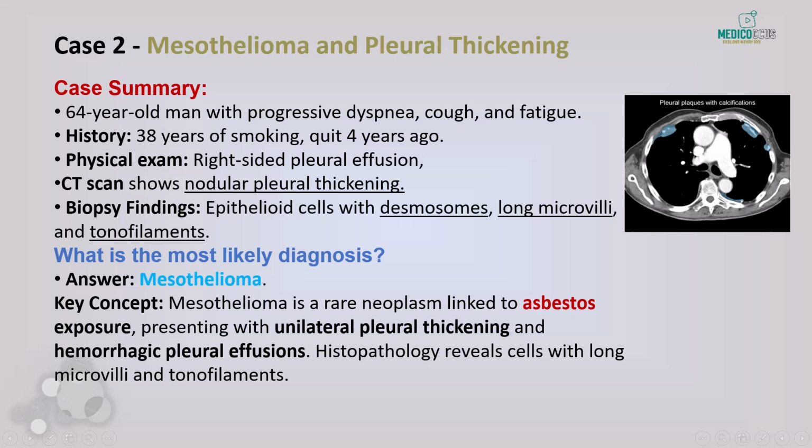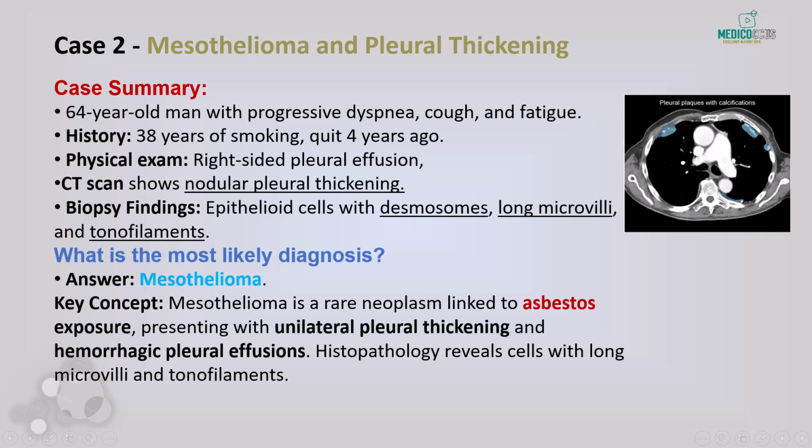A thoracentesis is performed, yielding bloody fluid, and a pleural biopsy reveals key histological findings: epithelioid-type cells joined by desmosomes containing abundant tonofilaments and very long microvilli. These findings are classic for malignant mesothelioma. Mesothelioma is a rare malignant neoplasm that originates from mesothelial cells, which line body cavities like the pleura.